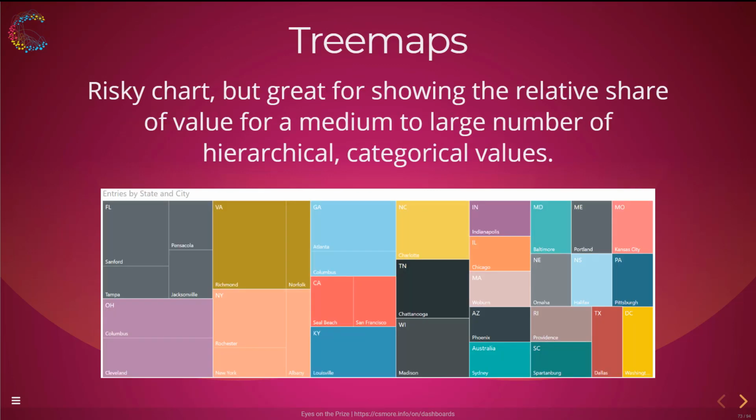Tree maps are also risky. They're useful if you show the relative share of a value for a medium to large number of hierarchical categorical values. I have cities and states, or cities, states, and countries. Cities, provinces, and countries. Cities, general regions, and countries, whatever. I have a fairly proper hierarchy that I can drill through and get information on. A tree map can work for that.